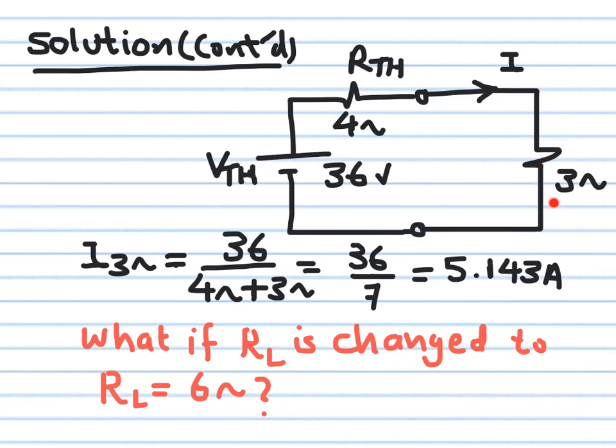If you make this one 10 ohm, then the current will be 36 over 4 plus 10, so 36 over 14, and we can do this calculation. It's going to be 2 point something. Okay, if you make RL equal to 6 ohm, this is going to be 36 over 4 plus 6. So 36 over 10 will give us 3.6 ampere.